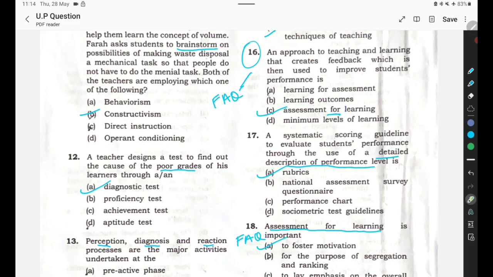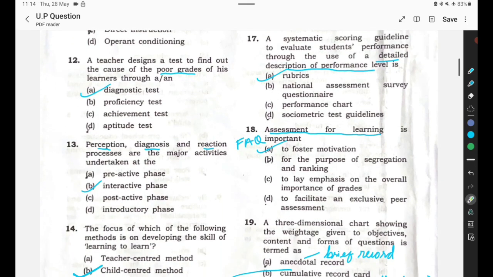And if the answer is assessment of learning, that means it is of the exam or the half yearly or the final test, in which they will be giving the grade and all. But assessment for learning is like discussion in class, so that the student will learn more about that topic. Question number 17. A systematic scoring guideline to evaluate students' performance through the use of a detailed description of performance levels is rubrics, okay?